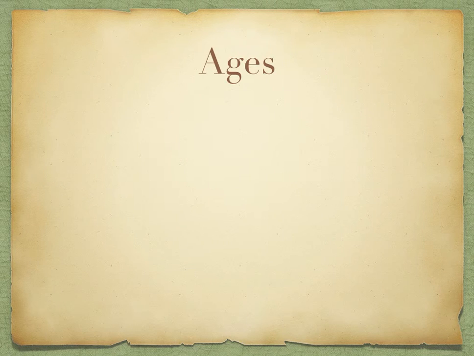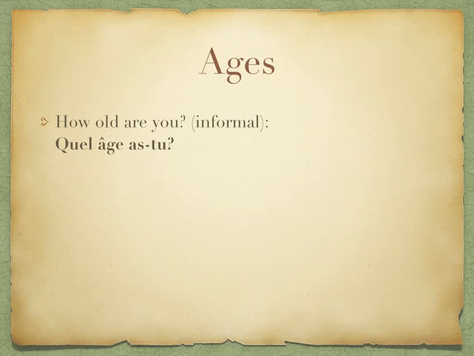Alright, so this time we're going to look at ages, how to ask people how old they are, and how to say how old you are. So again, we always start with the question: how old are you? Speaking informally, there are two main ways to ask this question. You can ask, quel âge as-tu? Or, just like before, we can flip the two halves of our sentence and say, tu as quel âge?